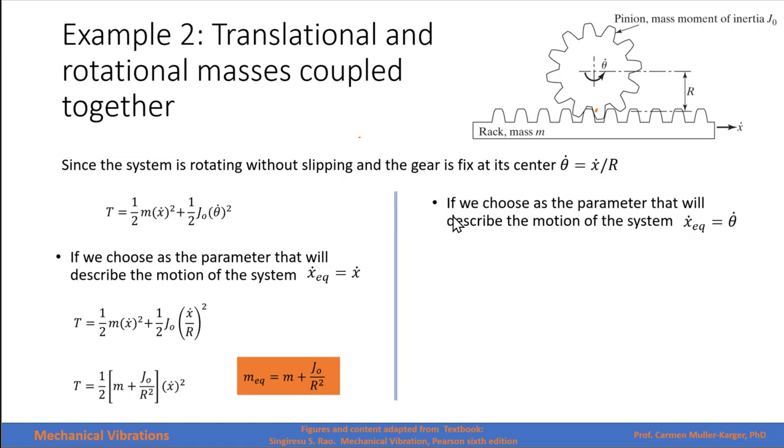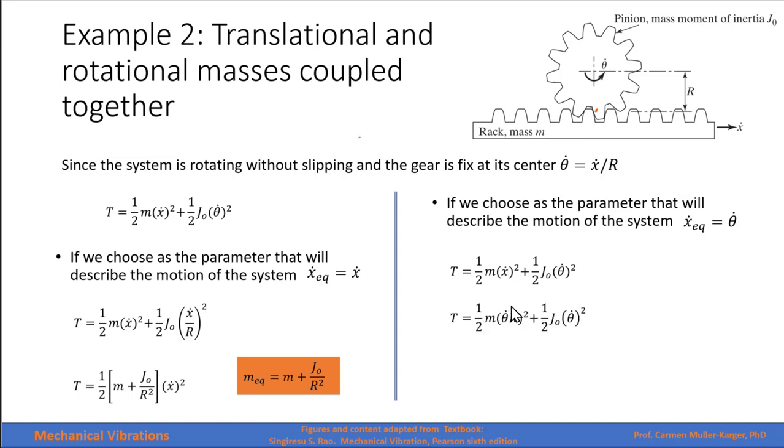We could have also chosen that our equivalent parameter to describe the motion of the system is actually the rotation of the gear. In this case, we have the same expression for the kinetic energy, but now instead of substituting theta dot, we will substitute x dot.